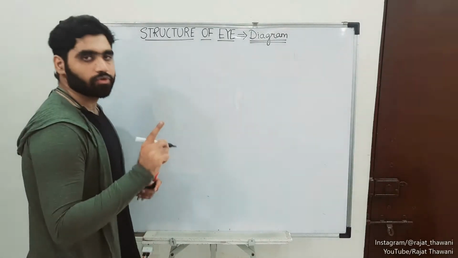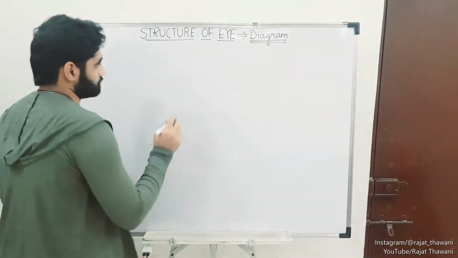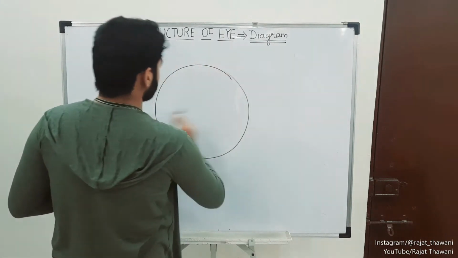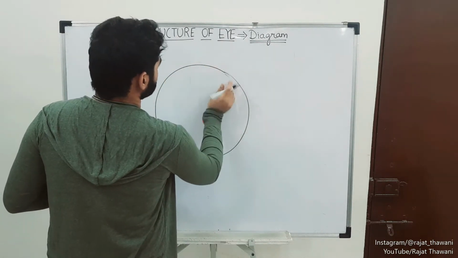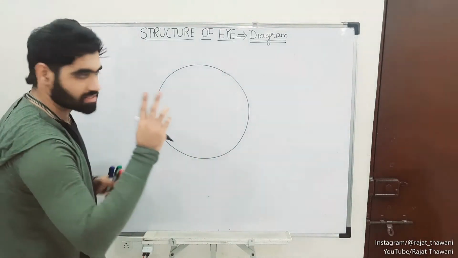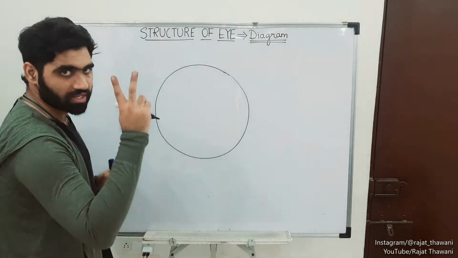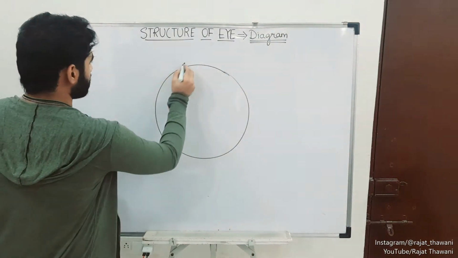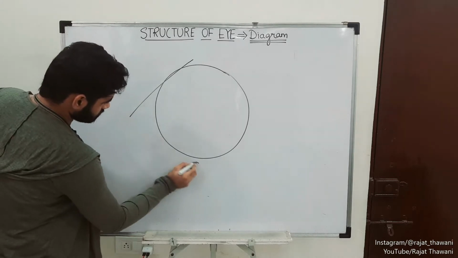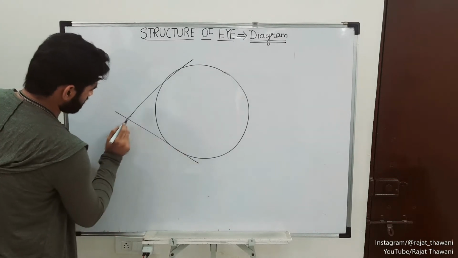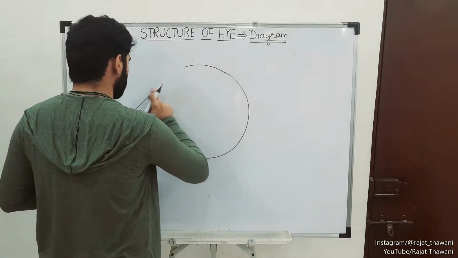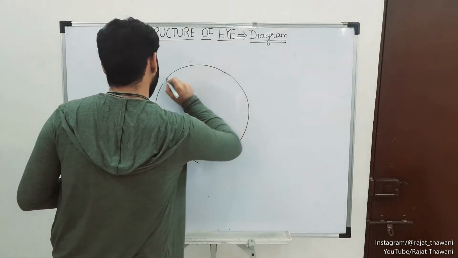So the first step to draw the structure of the eye is to draw a circle. Our eye is kind of circular, so we draw a circle. The second step after drawing the circle is to draw two tangents on the left side, which will definitely meet at a single point. Let them meet at a single point. There's a bit of a problem, but that's okay. That is manageable.